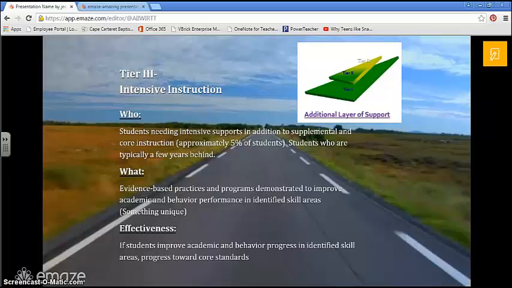So what does that look like? Those are, again, those evidence-based practices and programs demonstrated to improve their academic and behavior performance in identified skill areas. This is something that's going to be unique that we're not seeing in the core or in the supplemental levels. So in the effectiveness of students improve academic and behavior progress in the identified skill areas, progress toward those core standards, we're reaching all students all of the time. This intensive support is not just for EC students or for AIG students. It's for all students all of the time.